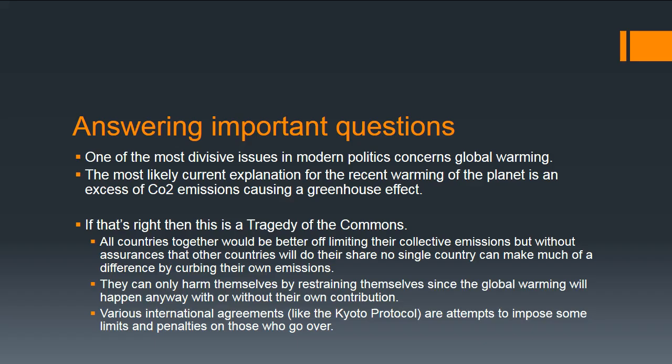So in the case of global warming, countries can only harm themselves by restraining themselves when other people won't, since global warming will happen anyway, with or without their own contribution, right? So this has spurred the demand for international agreements, like, for instance, the famous Kyoto Protocol, as attempts to impose some limits and some penalties on those who go over some quota of emissions.